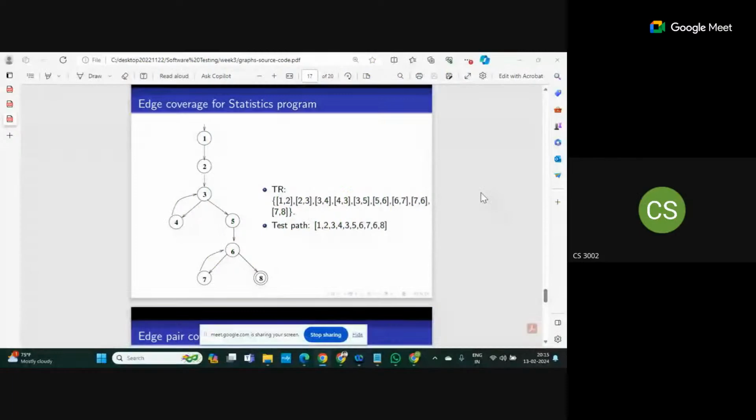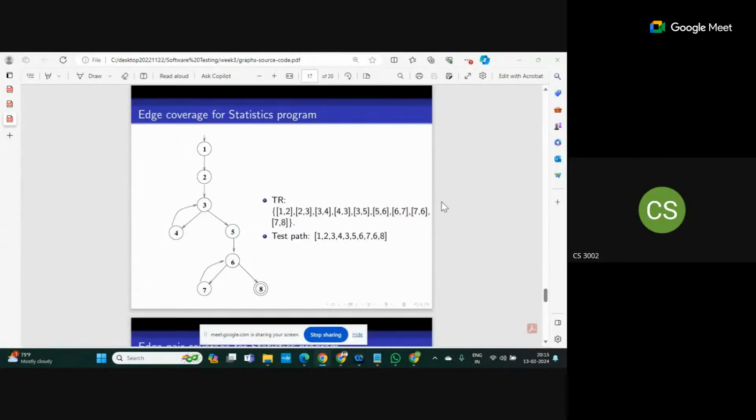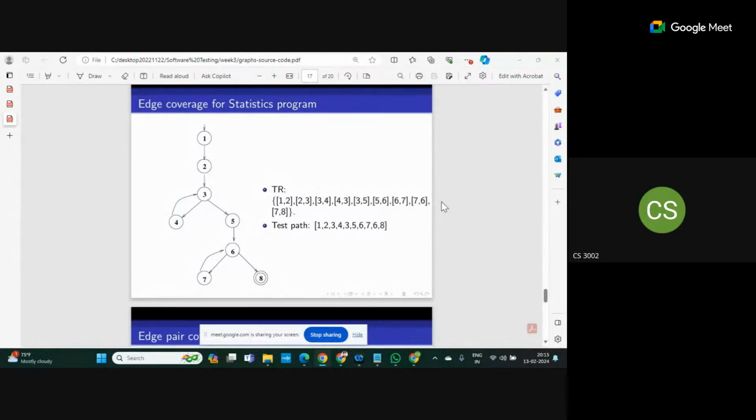So this basis path testing basically gives a very good coverage, but the problem is that finding the linearly independent paths is a difficult, complicated algorithm. Its time complexity is very high. So if you look at this graph, can you tell me what is the cyclomatic complexity of this graph?